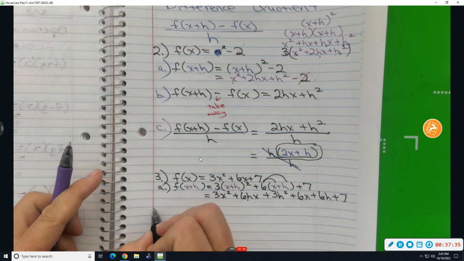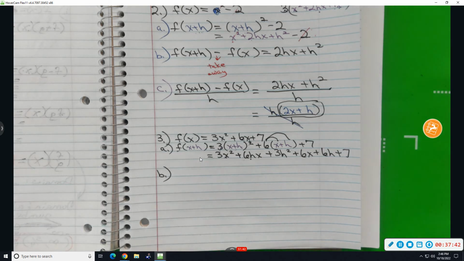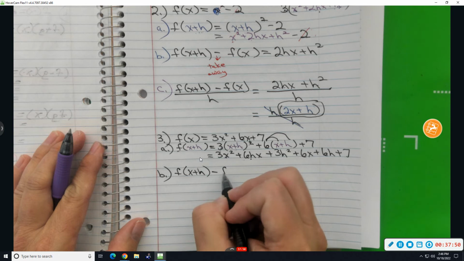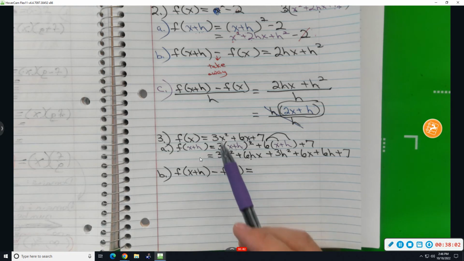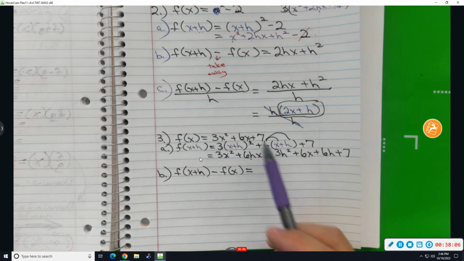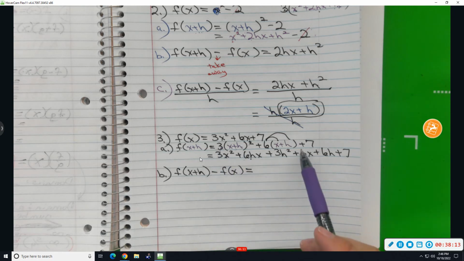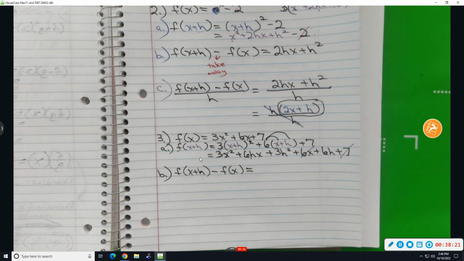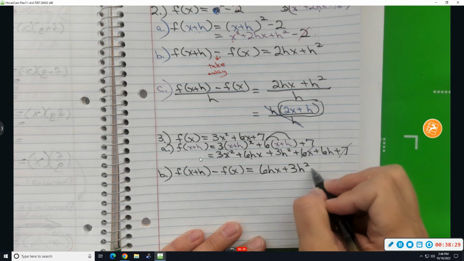Part B. I guess we don't have to write in the answer. They're only looking for the final answer, the difference quotient. So we have f of x plus h minus f of x. So we just minus what we got from the first one. We minus 3x squared plus 6x plus 7. So we're taking away the 3x squared, the 6x, and the 7. You're taking away the terms from the original function. So this thing is gone, the 6x is gone, and the 7 is gone. So the answer is 6hx plus 3h squared plus 6h.